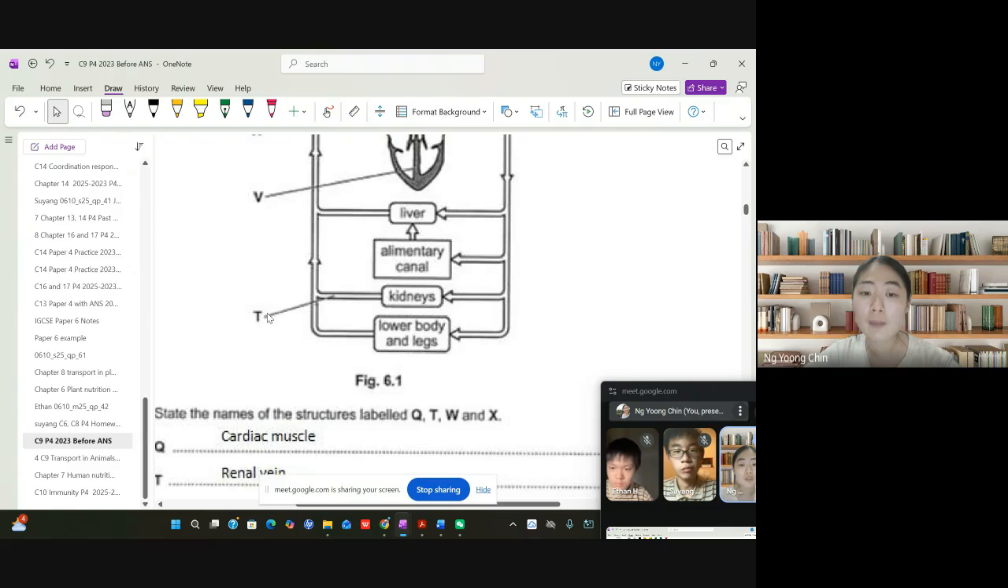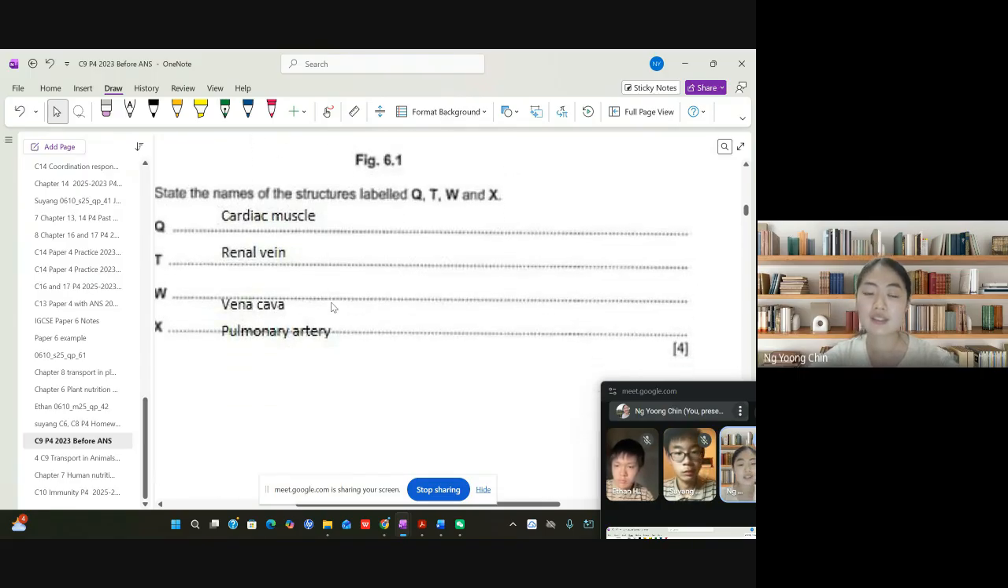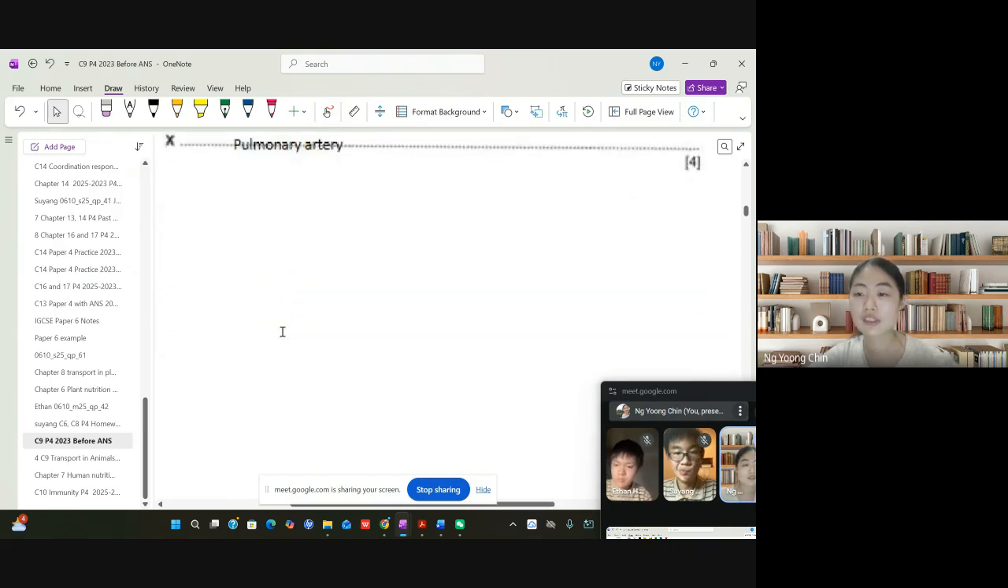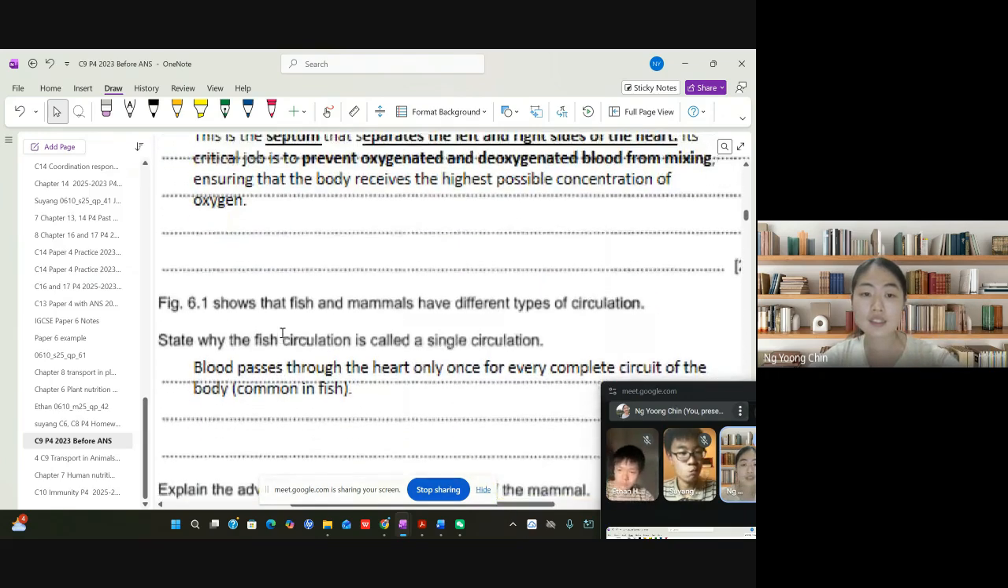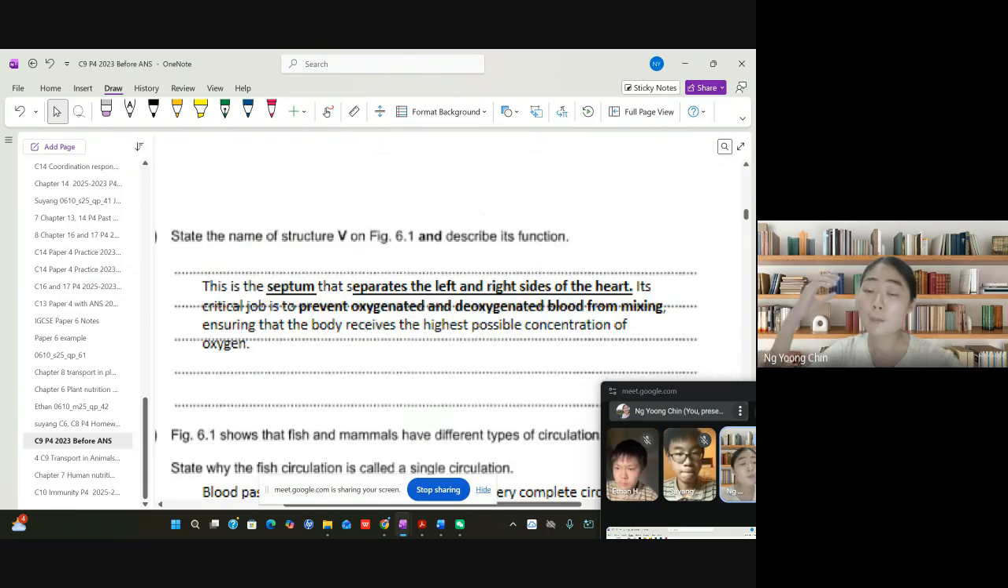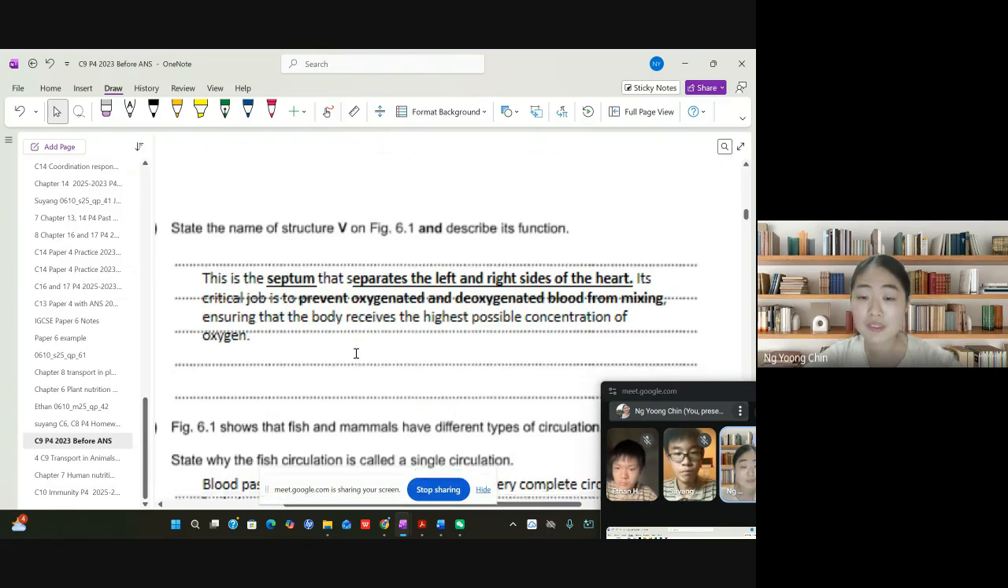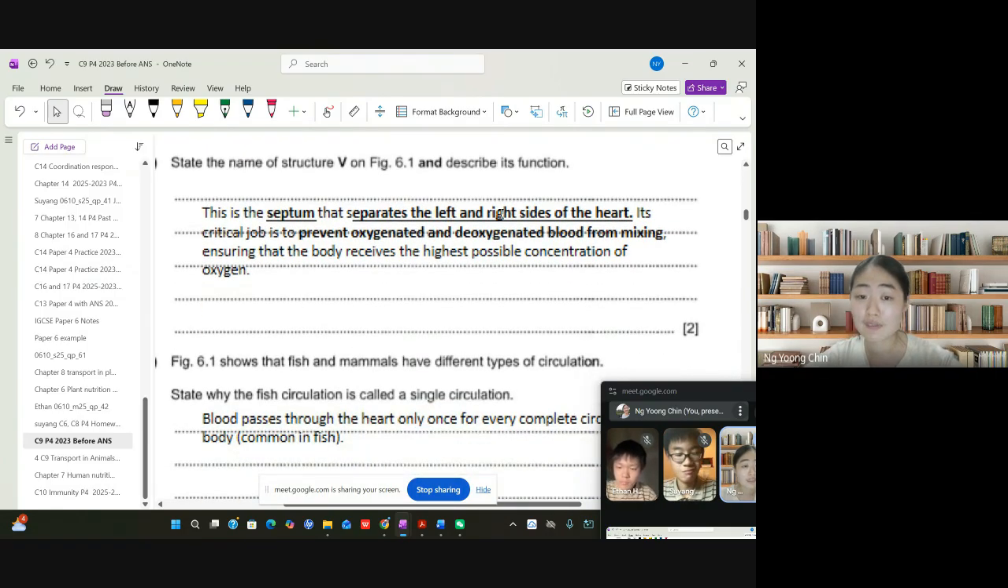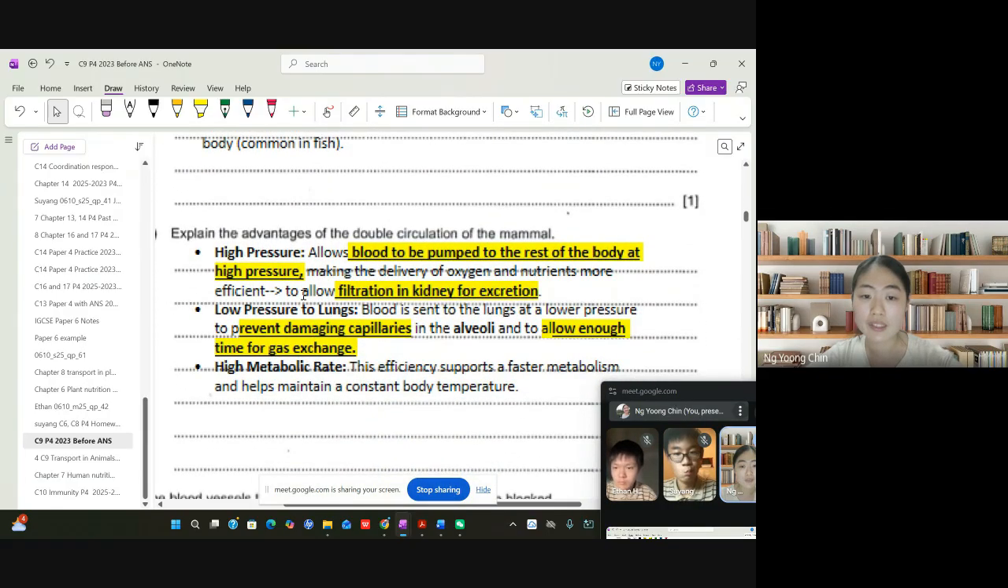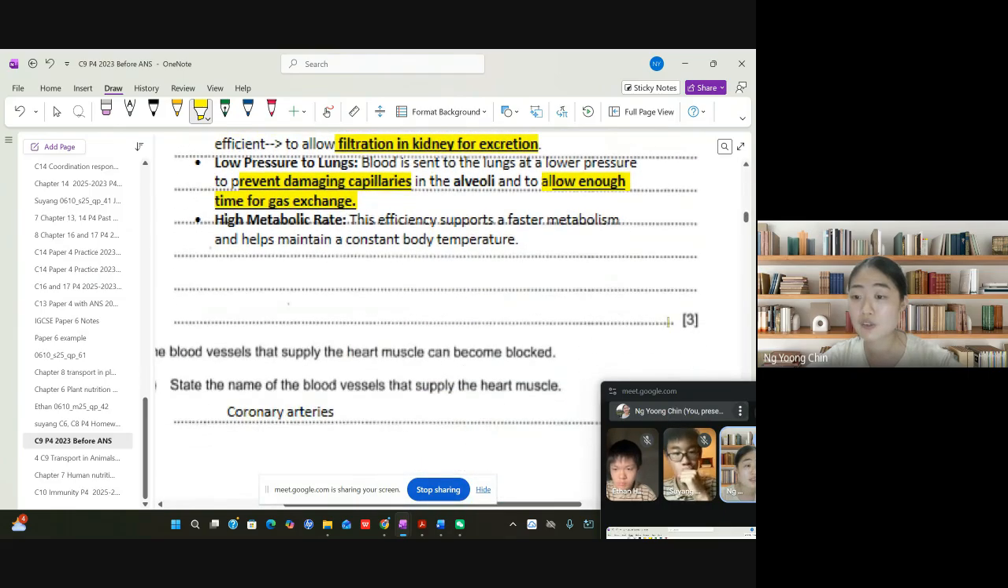And then how about T? You should know the name of the vessel for each organ. T is a vein, because it comes out from the kidney, so it is known as the renal vein. Just recognize the vessel. And for this one, know about the function of the septum. It separates the left side and right side of the heart, and prevents the mixing of blood. See, they come with the same thing. Advantage of double circulation, how many marks? 3 marks.